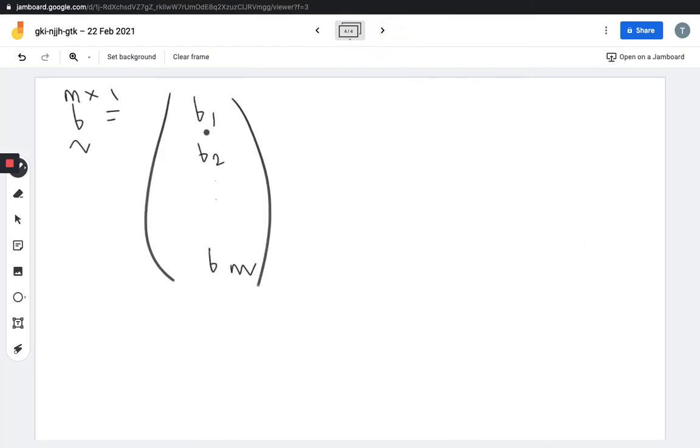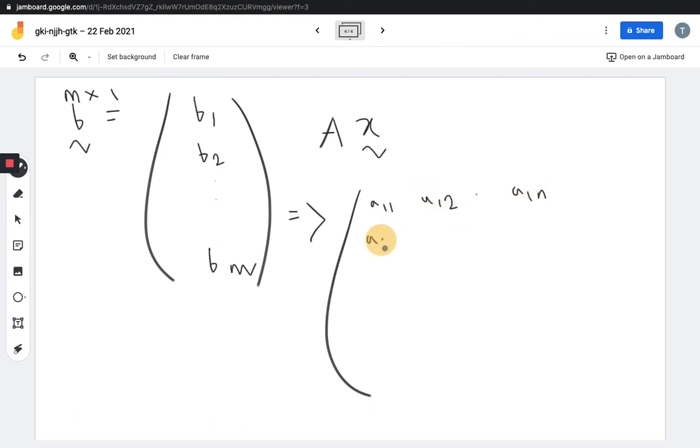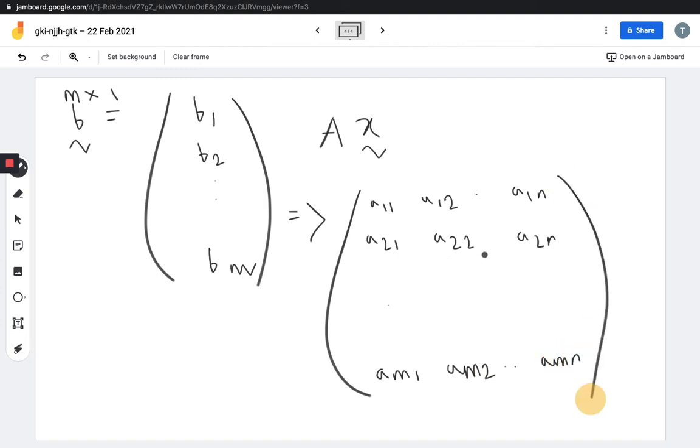So just multiply A into X. That means a11, a12, a1n, a21, a22, a2n, in this way, am1, am2, amn, into X.